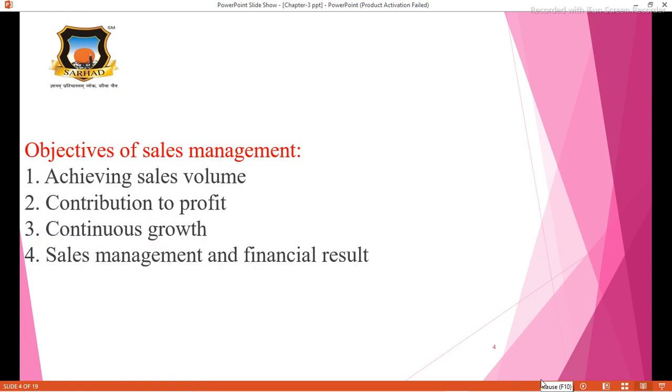Let us see the objectives of sales management. The first is achieving a sales volume. The second one is a contribution to the profit. The third one is continuous growth. And the fourth is sales management and financial result. These are the objectives of sales management.